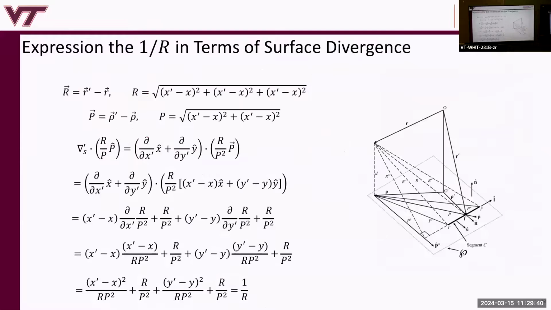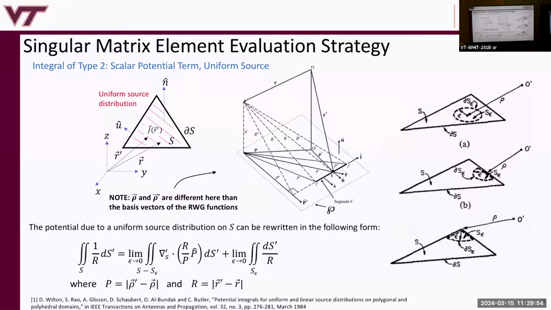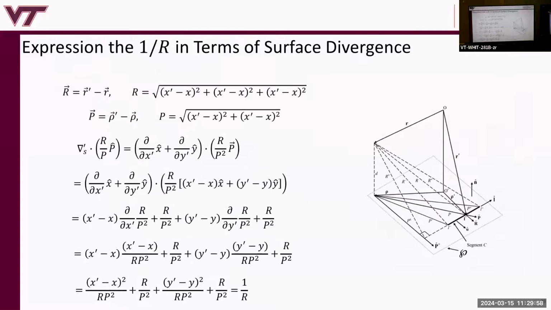So how do we do that? How do we express 1 over R in terms of surface divergence? Here's R equal to R minus R prime, or R prime minus R, rather. Is it supposed to be R minus R? R prime minus R. Okay.